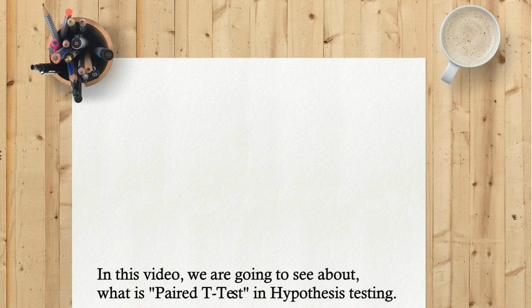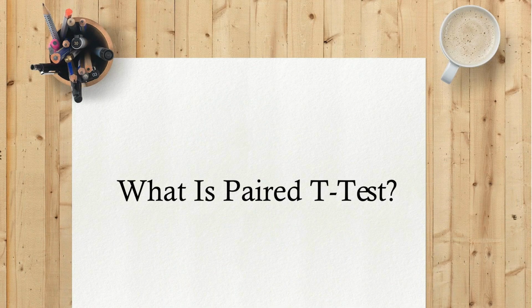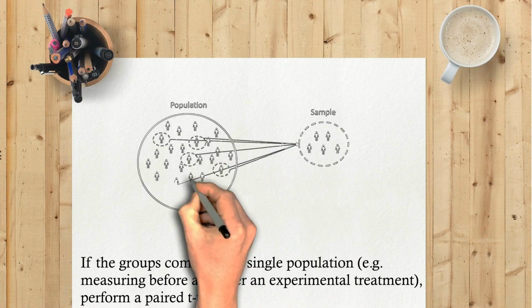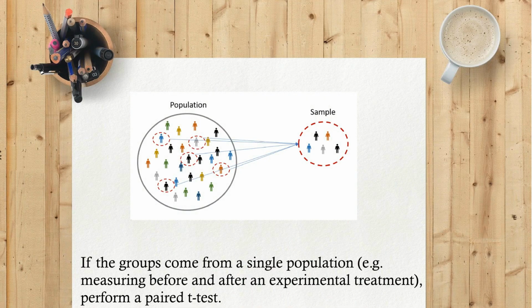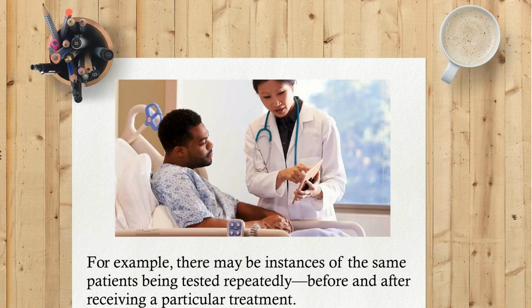In this video, we are going to see what is paired t-test in hypothesis testing. What is paired t-test? If the groups come from a single population, for example, measuring before and after an experimental treatment, perform a paired t-test. For example, there may be instances of the same patients being tested repeatedly, before and after receiving a particular treatment.